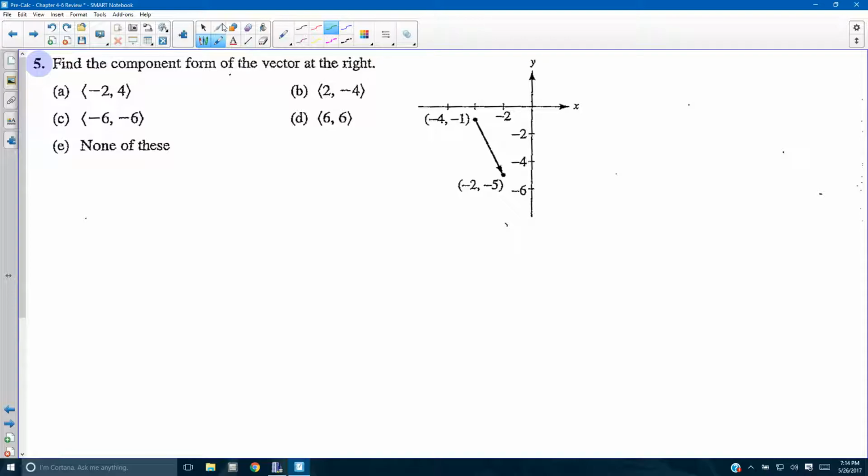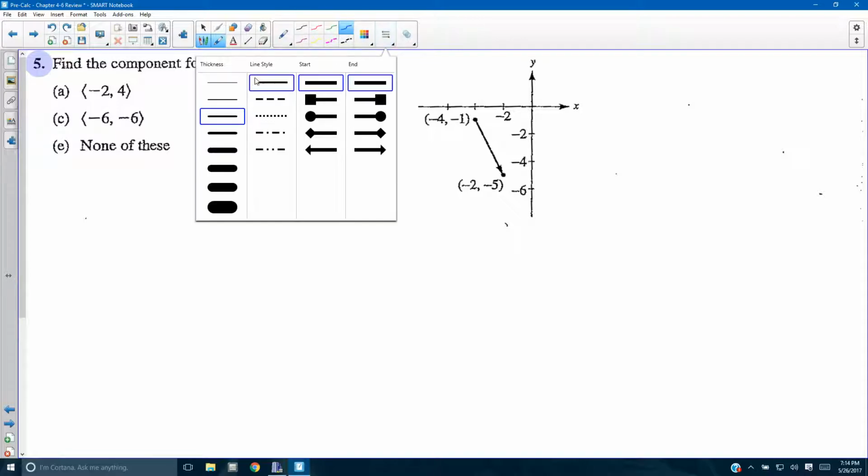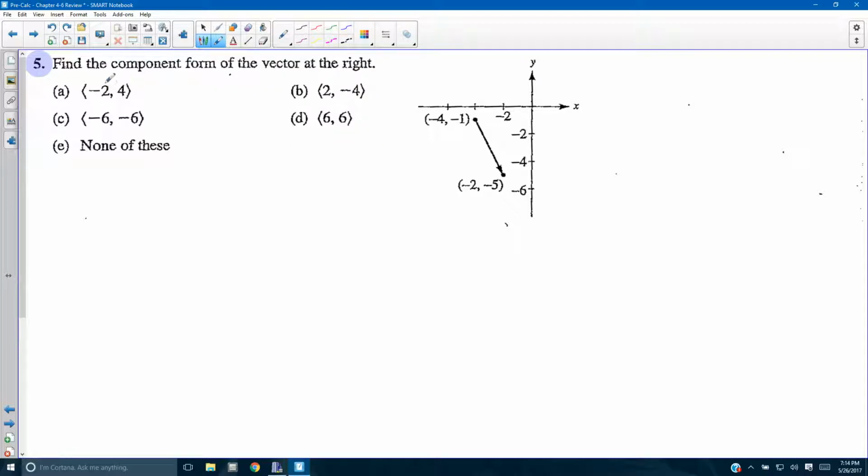So vectors. Vectors have two things, magnitude and direction. Component form is a way of stating how far over it goes from one point to another and how far up and down it goes from one point to another, in terms of x and y. From -4 to -2, it has traveled 2 units. From -1 to -5, it has traveled 4 units downward. I'm looking for the component form of <2, -4>, and that's going to be this one right here, B.